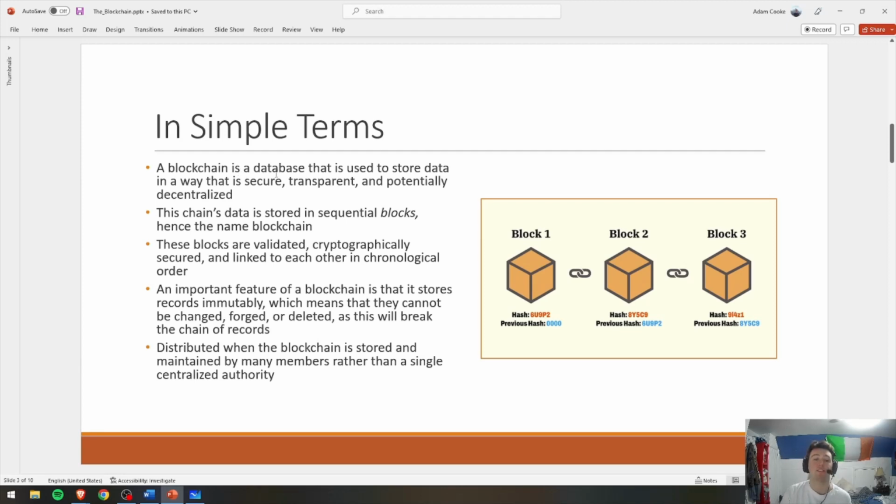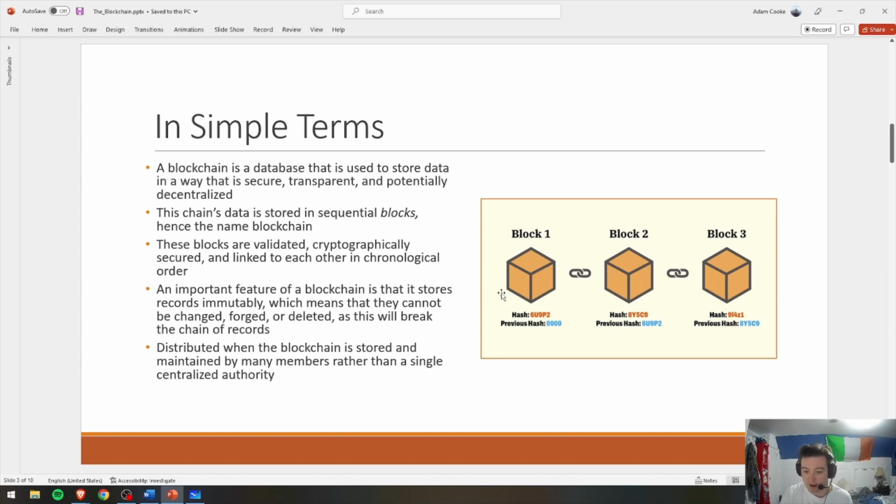So a blockchain is this database that is used to store data in a way that is secure, transparent, and potentially decentralized. Potentially because a blockchain does not necessarily have to be decentralized. All the ones that we'll be talking about will be. The chain's data is stored in sequential blocks, hence the name blockchain.